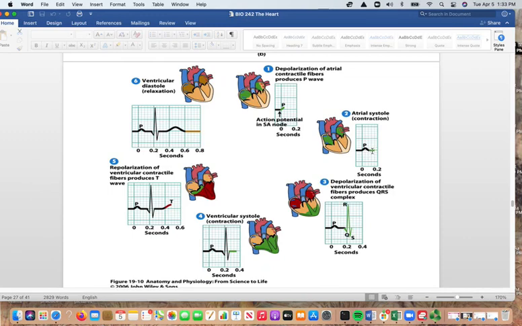So the P wave is when you have the electrical impulse to start the contraction, and then we have the contraction following it. Here's the QRS complex starting ventricular contraction, and then just following the QRS complex, the ventricles are contracting, and then they are repolarizing here with the T wave, and then we have diastole here where the ventricles are relaxing, and the cycle repeats itself.